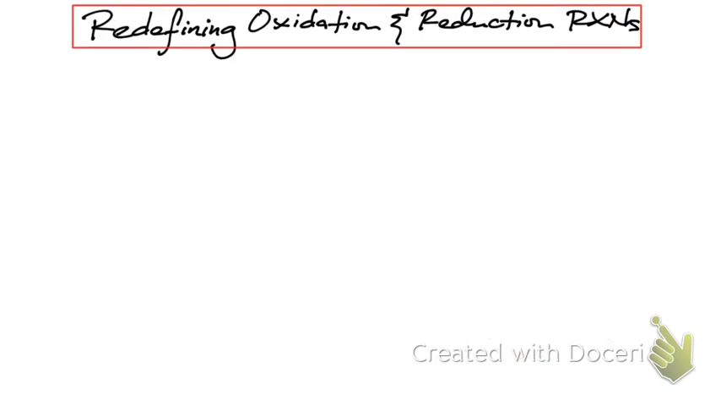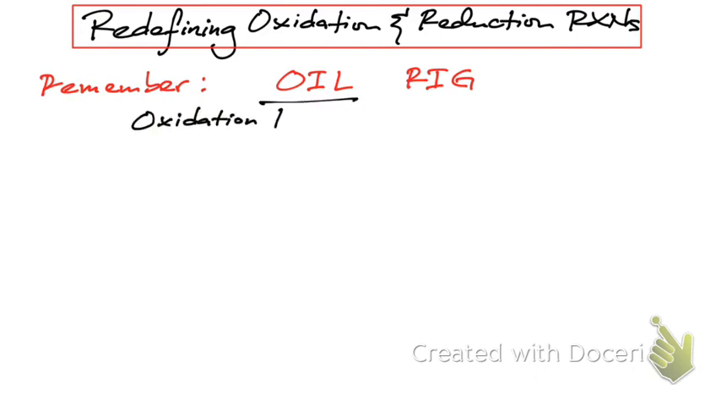All right, now let's try to redefine oxidation and reduction reactions. So we learned in the past this mnemonic phrase from General Chemistry 1, OIL RIG, right? OIL stands for oxidation is loss of electrons, right? And reduction, or RIG, is reduction is gain of electrons.